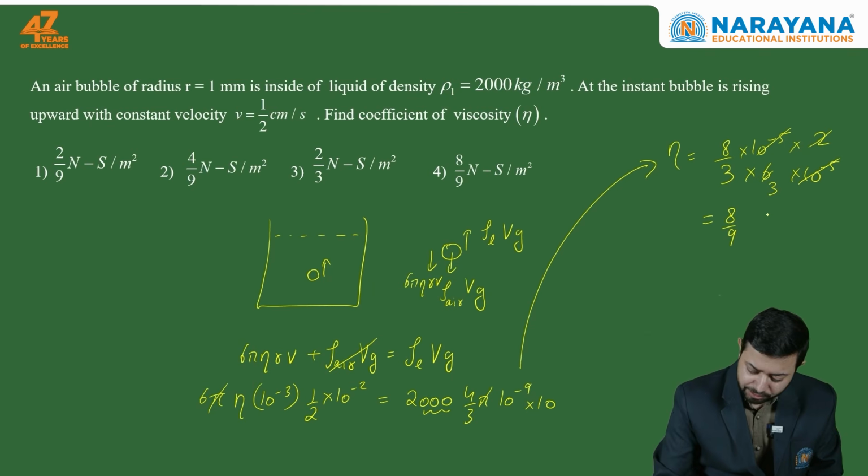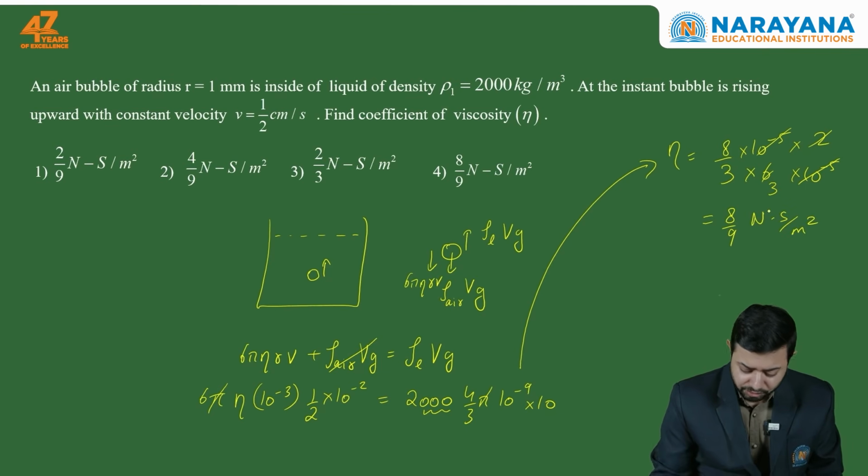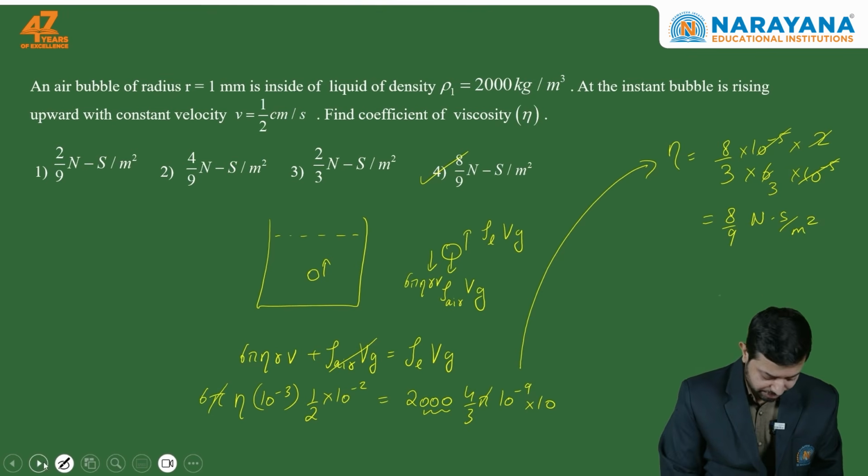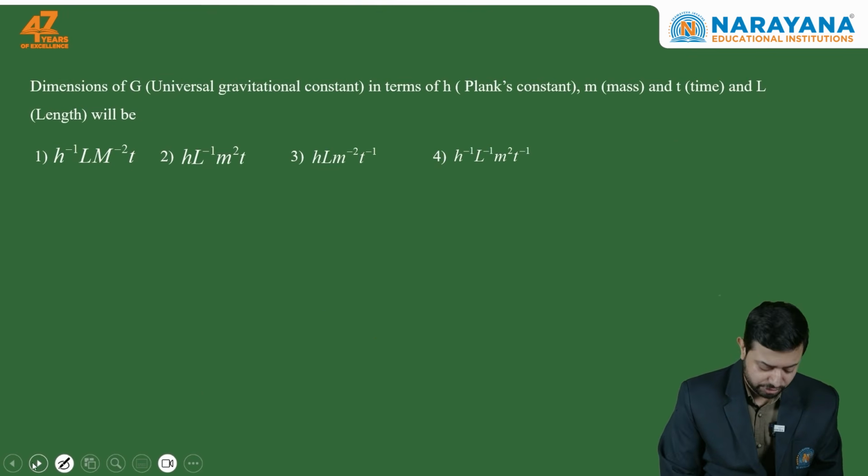Eta becomes 8 by 9 with the SI units, which is Newton second per meter square. So which option is matching? This is going to be the fourth option. So with this coefficient of viscosity, we will have this particular constant velocity. Let's move forward now to the next question.